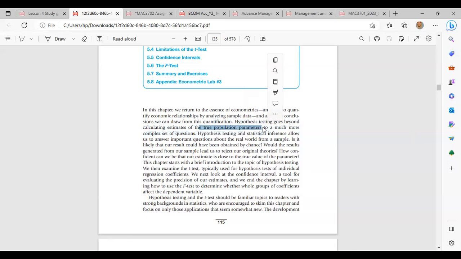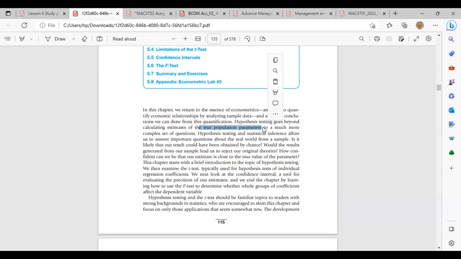We said in regression analysis or in econometrics, we really don't have access to the whole population. As a result of that, we make use of samples. So on the one side, we have a true population, and on the other side, we have a sample, right? We make use of samples.